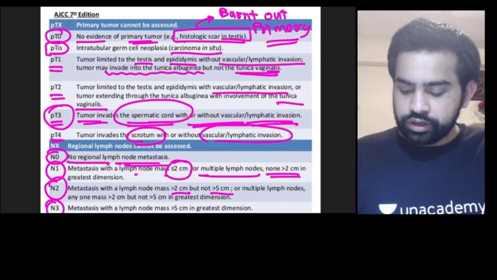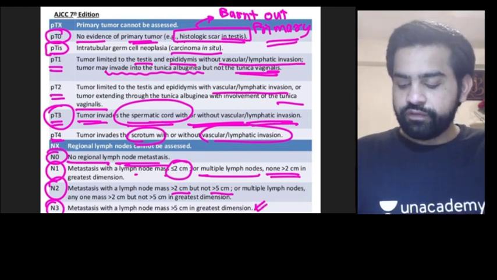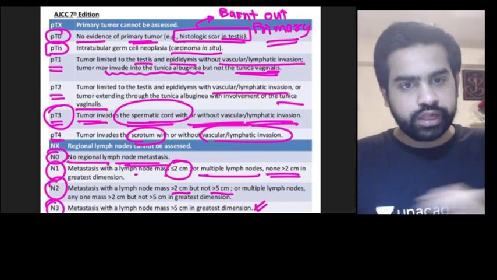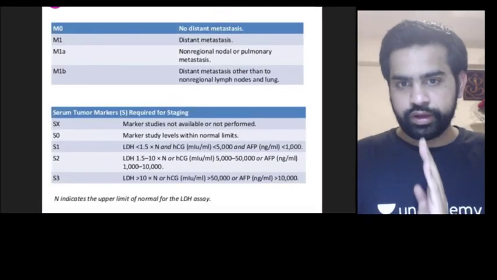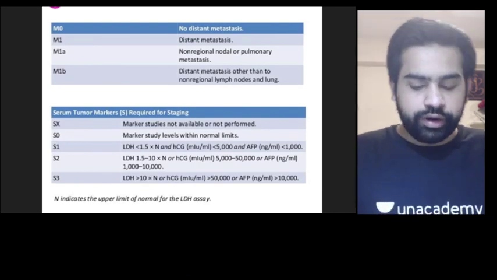Here there is a metastasis with the lymph nodes more than 5 centimeters in the greatest dimension. So more than 5 centimeters, it is N3. Pretty simple. Less than 2, 2 to 5, more than 5. Okay, N1 to N3. Now let's talk about the metastasis.